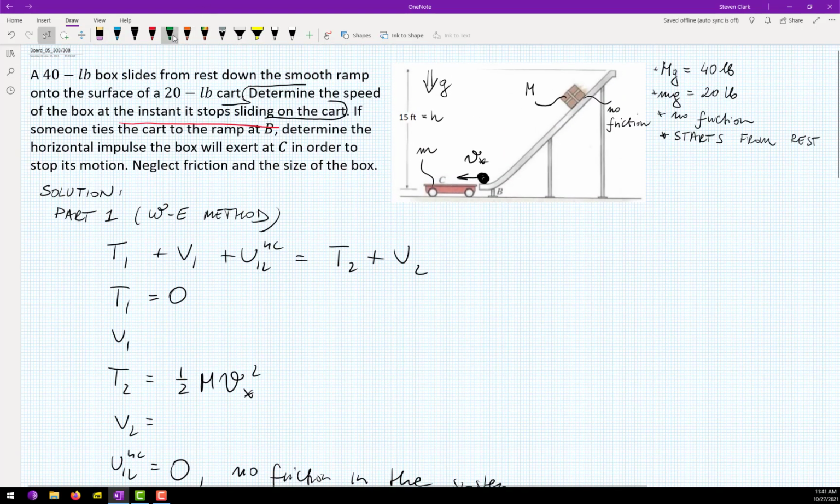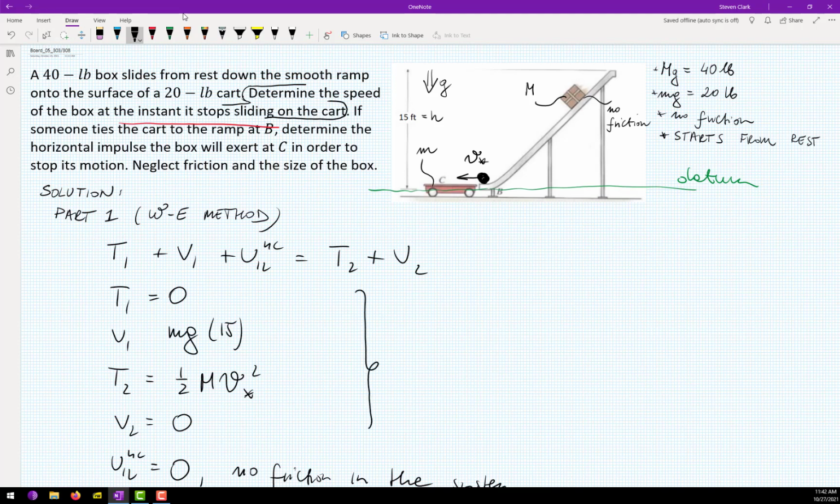So I want to put my datum here. Here's my datum. I think that at the end, potential energy will be 0, and at the beginning, it will be mg times 15. Okay, let's see what we obtained here.